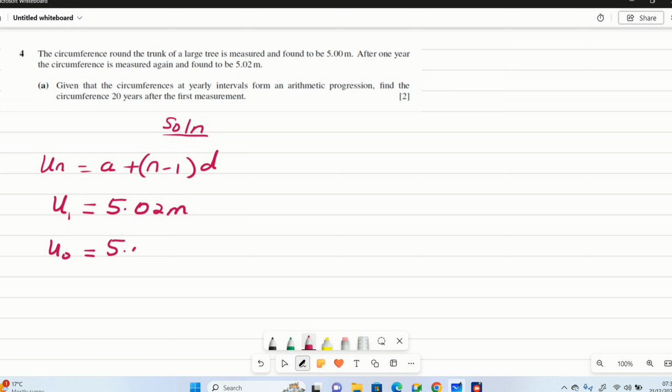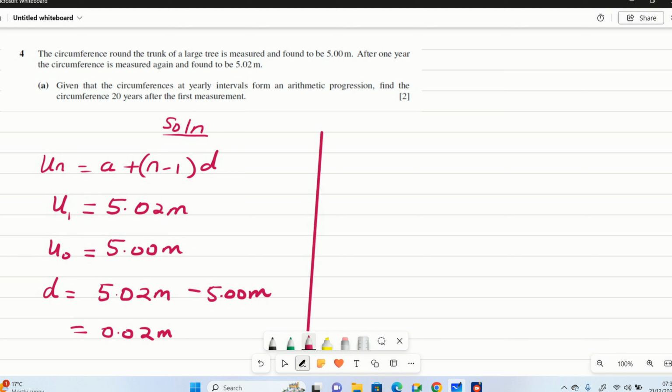that is 5.00 meters. So what we can do, guys, we can get the common difference by subtracting 5.00 from 5.02. So we're going to have 5.02 meters minus 5.00 meters. This is giving us a common difference of 0.02 meters. Now that we have a common difference, we need to get the length after the 20th year of measurement. So the value of n becomes 20.